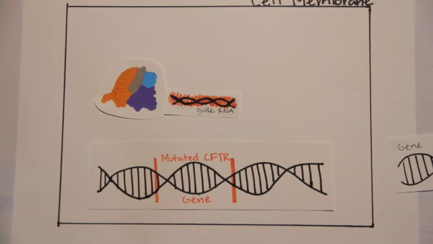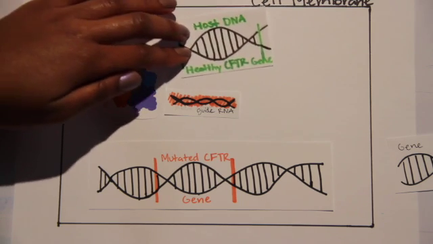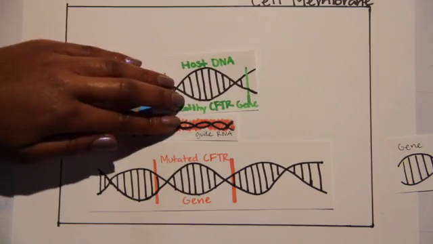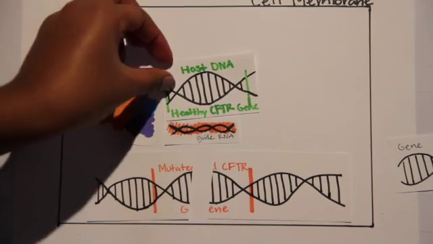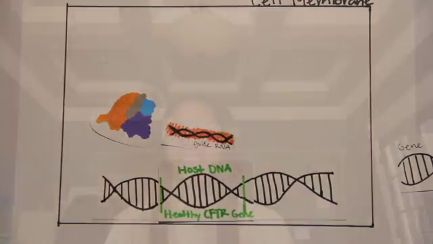Let's go back to the cystic fibrosis application. We need to cut the gene and then replace it. This requires a third part, the host DNA we want to insert into the sequence. In this case, that is a healthy version of the CFTR gene.